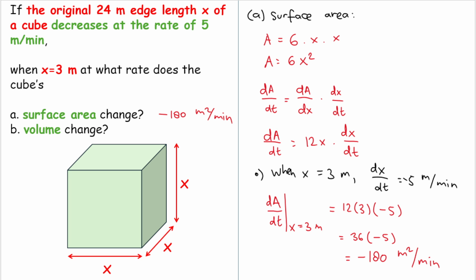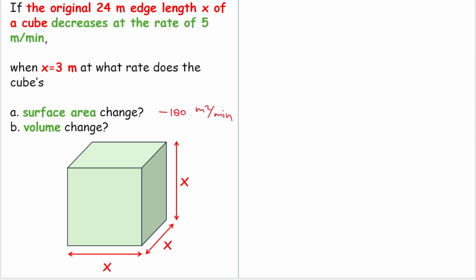Let's answer question B. Let's start all over again. Now let's do that for question B. We need to find out the rate of change of the volume. But let's find out the formula for volume first. What is the formula for volume? Remember that the volume is width times length times height. In this case, we have a cube, and all of that is x. So we'll have x times x times x. So the volume here is x cubed.